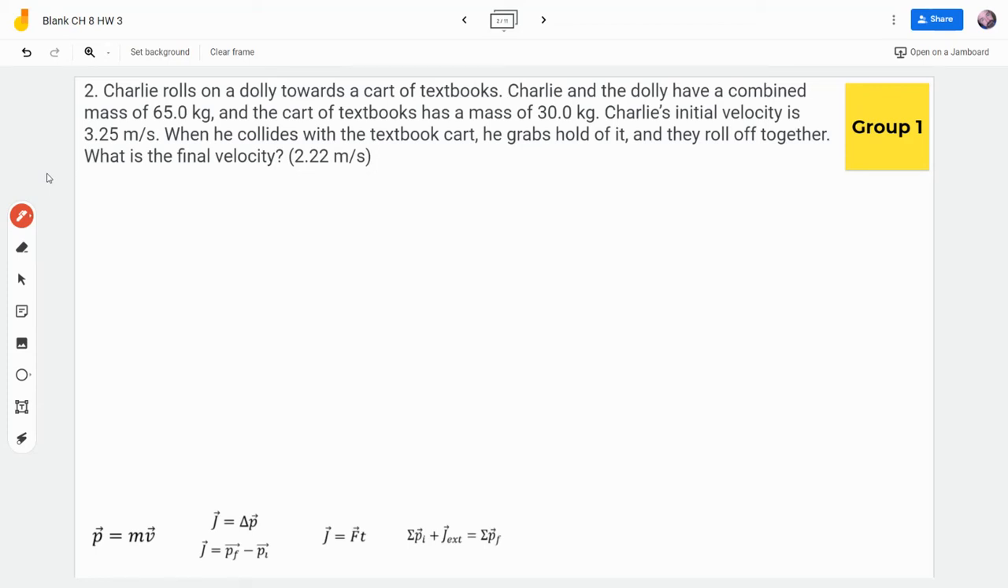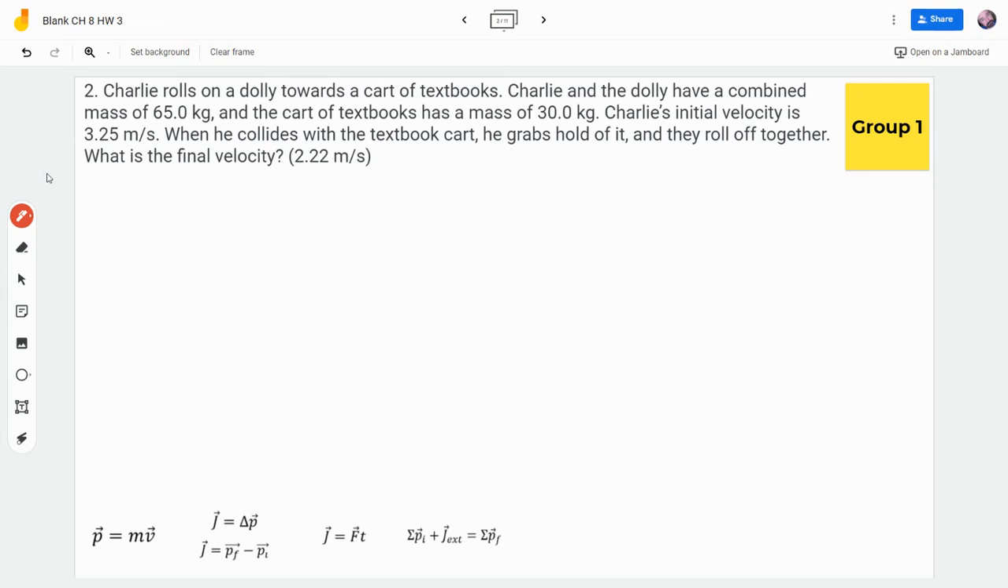This is the other problem from Chapter 8, Homework 3. So the second problem from that. And this is the one that we did in class today, has a we do problem. So what's going on here?